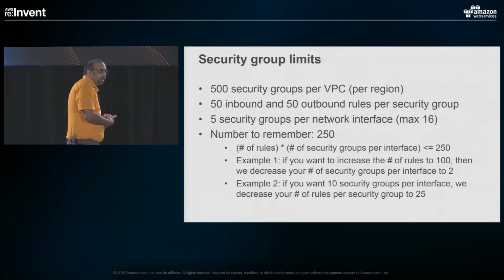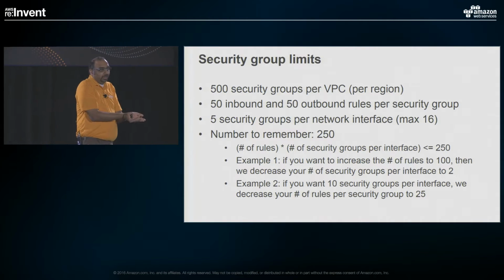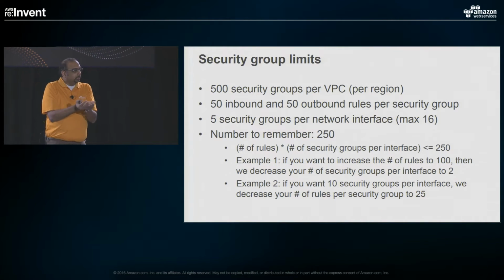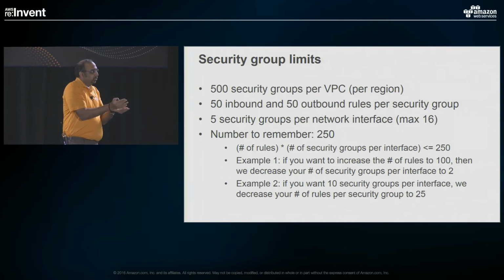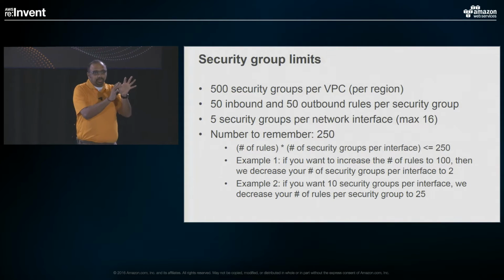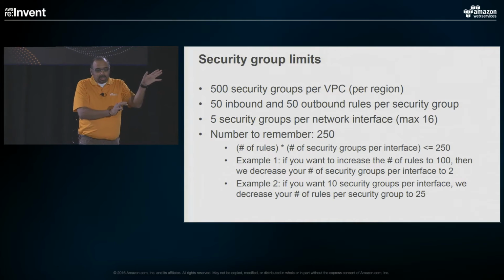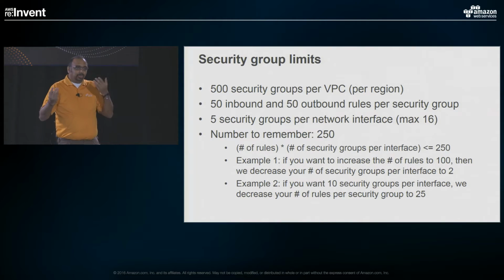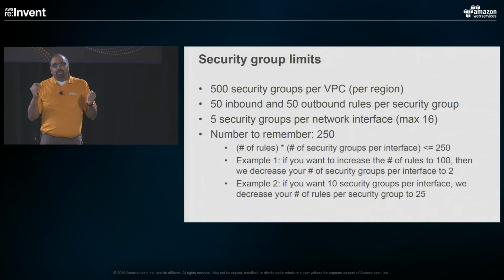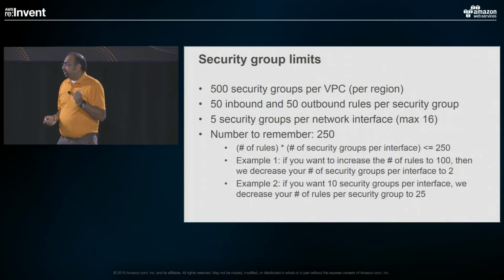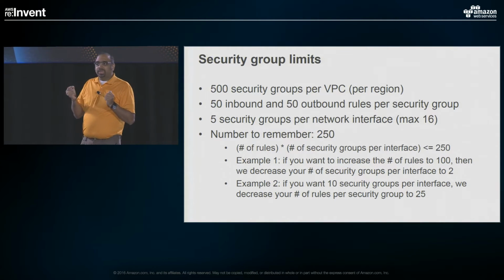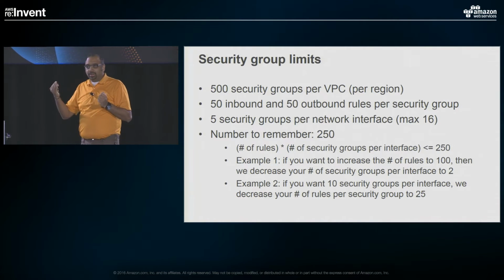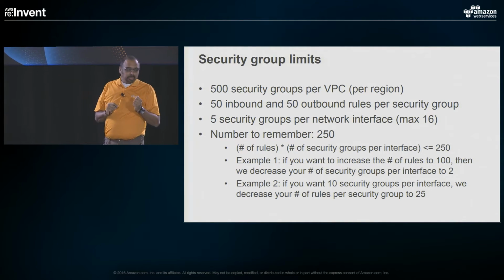We've had requests where customers want more rules. Anytime we increase your rules, we reduce the number of security groups that you have, because the number we're shooting for is that you can't exceed 250. So now you can start playing with math. You can go 50 times 5, or I can have 100 rules and 2 security groups, or I can go 10 security groups and 25 rules. These are the two variables you're going to be playing with. But one limit is, in terms of security groups per network interface, we cannot go beyond 16. That's a hard limit.